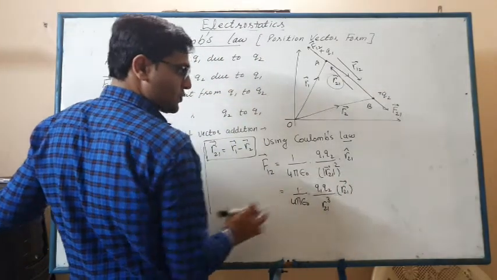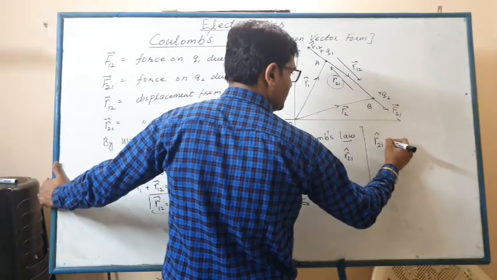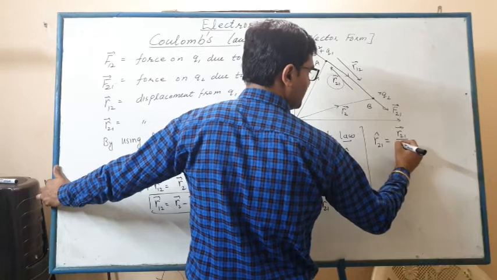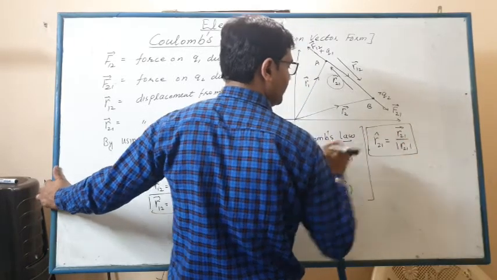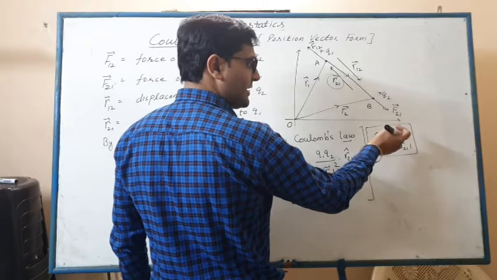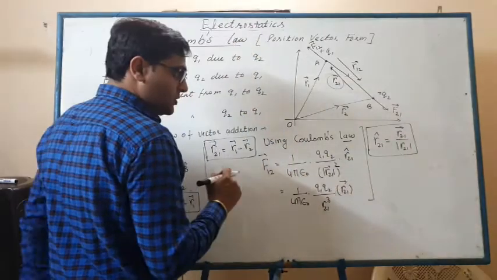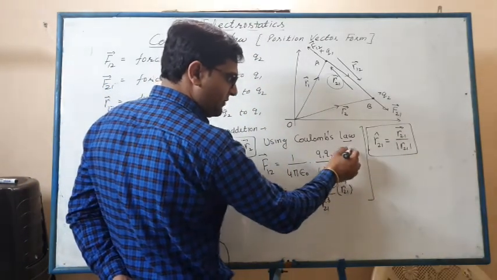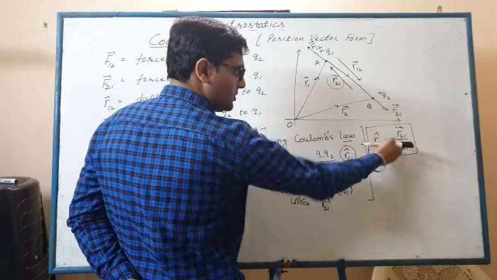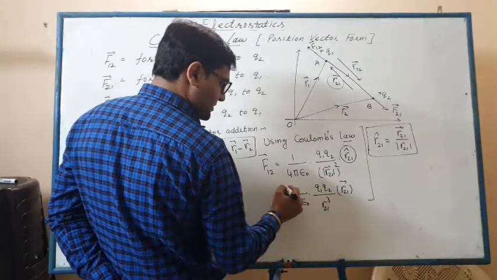Why we are taking cube instead of square? Reason is the unit vector of R21 is equal to that vector divided by the magnitude of that vector. This is the only formula for the calculation of a unit vector. So the unit vector of any vector is equal to that vector divided by the magnitude of the same vector. Because earlier it was square, when we replace the value of this unit vector with this one, then square into that power 1 gives us cube. If you want to write the modulus sign, then you can also write. So this is the vector form.